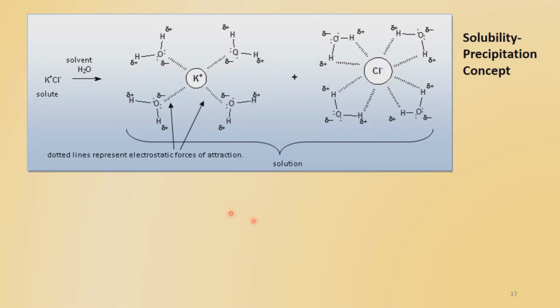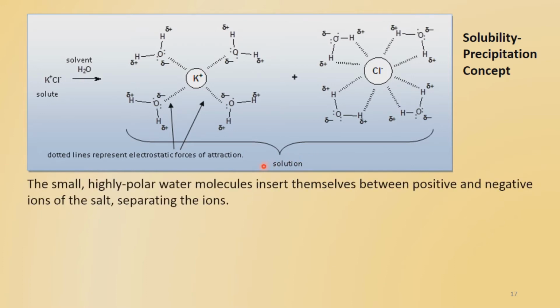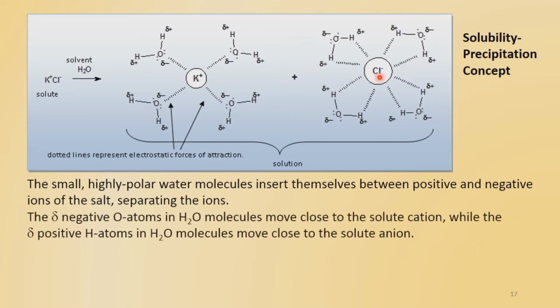Take a look at this illustration. Here we have potassium chloride solid, the solute. We put it in water, and then this represents what's happening in solution. The small, highly polar water molecules, here they are, insert themselves between the positive and negative ions of this solute, separating the ions. The slightly negative or partial negative oxygen atoms move close to the solute cation, in this case potassium. They surround it.